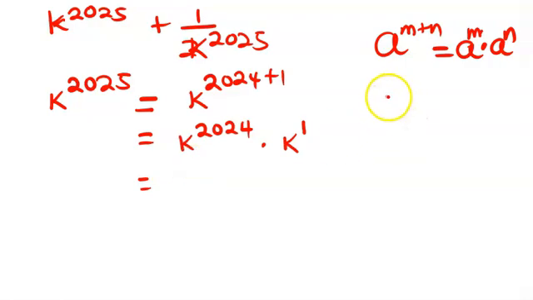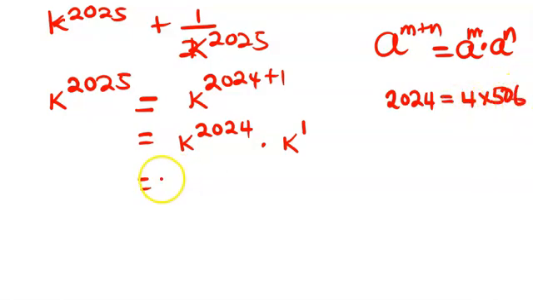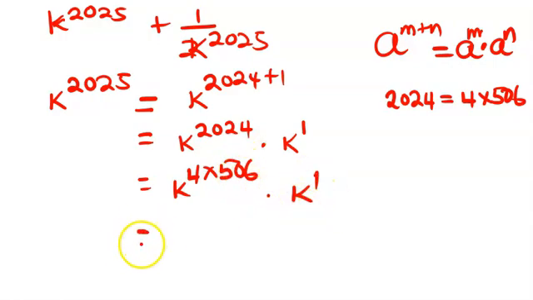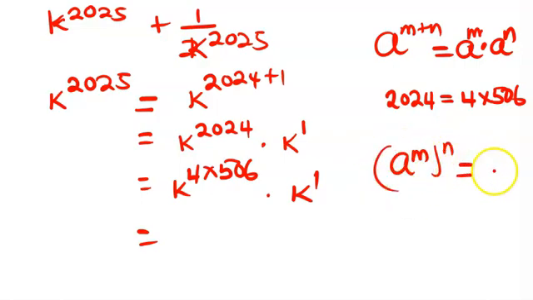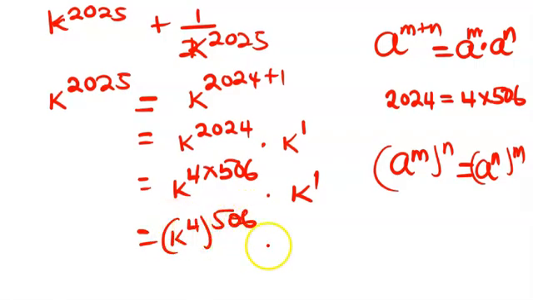Now 2024 is the same as 4 times 506. So this one will be k raised to the power 4 times 506 times k raised to the power 1. And by indices, a raised to the power m raised to the power n, you can write it as a raised to the power n raised to the power m. So this one will be k raised to the power 4 raised to the power 506 times k.